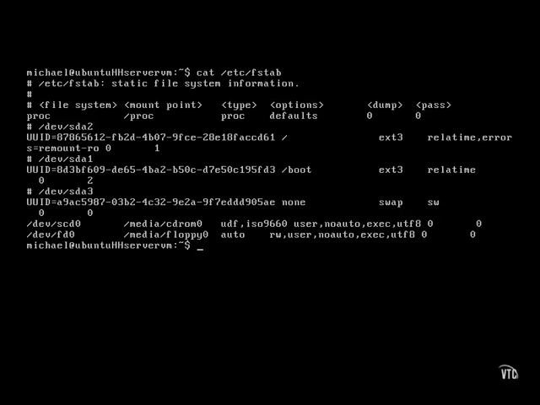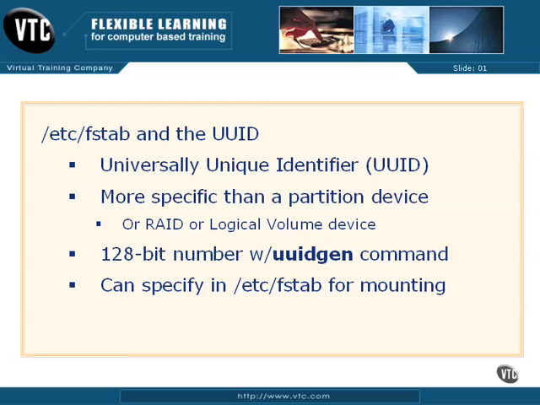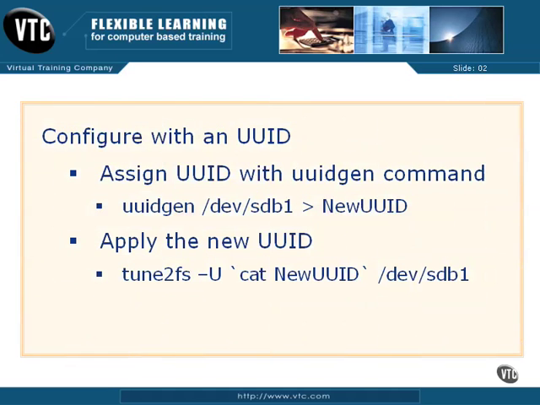If you'd rather not use UUIDs as shown here, you can still use the partition file name, RAID device, or logical volume device file, such as /dev/sda1, /dev/md0, or /dev/vol_group/log_vol1 in the /etc/fstab file. But assuming you want to use UUIDs, here's the procedure.